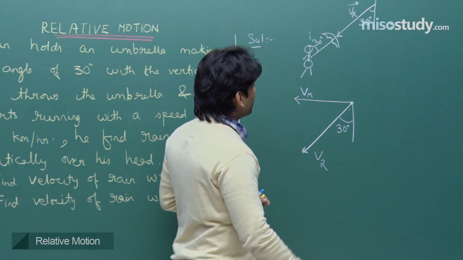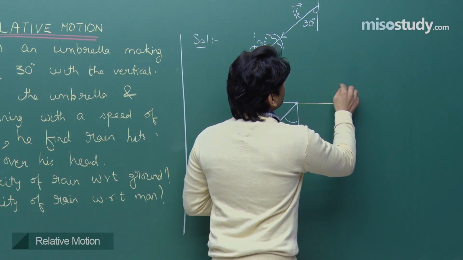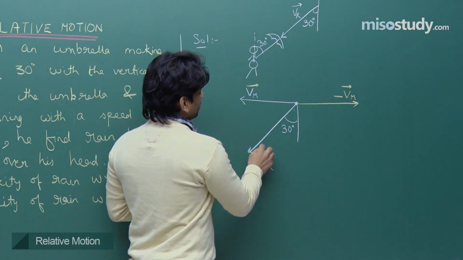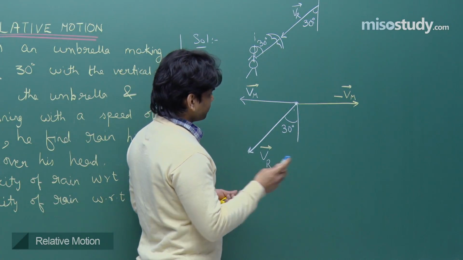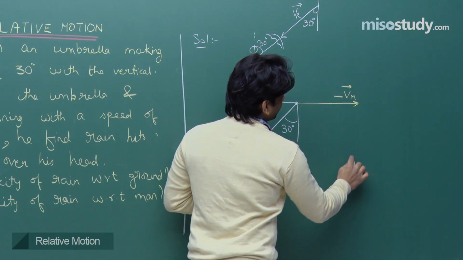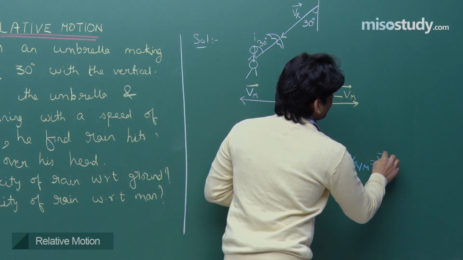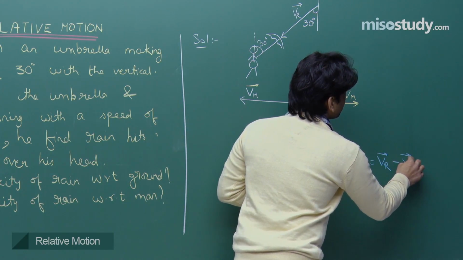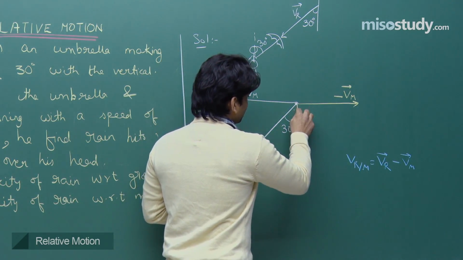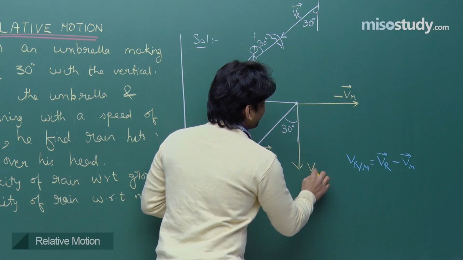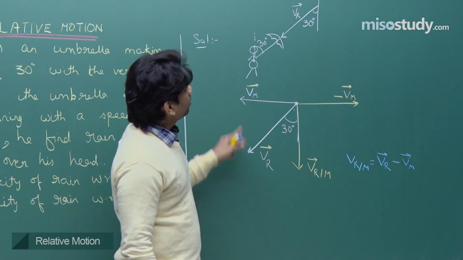If you find velocity of rain with respect to man, that has to be in the vertical downward direction. So we have to mark minus Vm. This is Vm, this is Vr. Velocity of rain with respect to man will be equal to velocity of rain minus velocity of man. Since he finds that rain is hitting him vertically downward, this will be the velocity of rain with respect to man. Now we got this diagram.